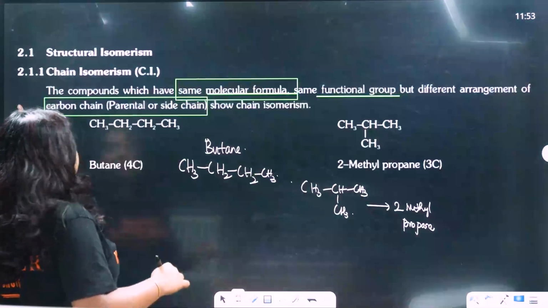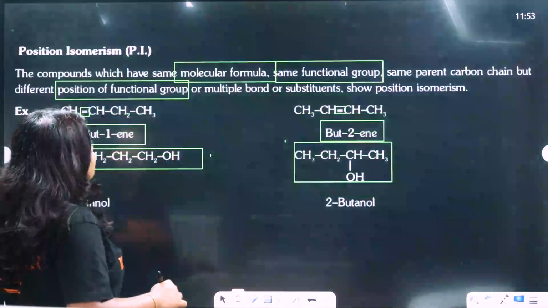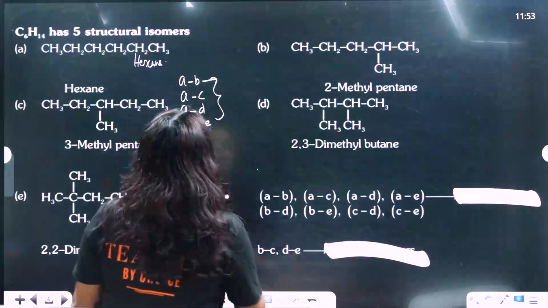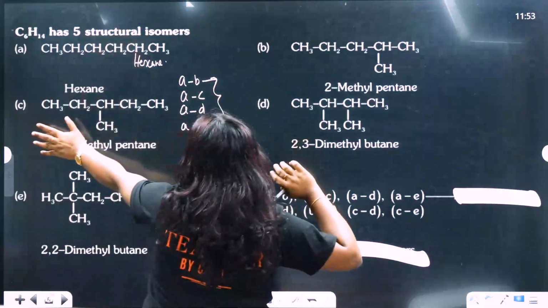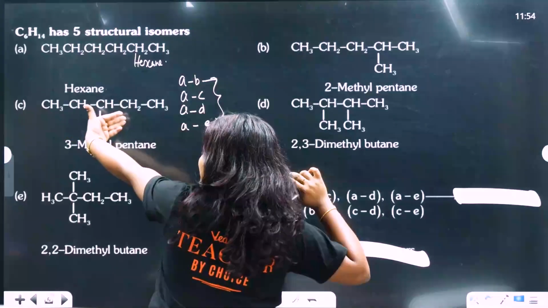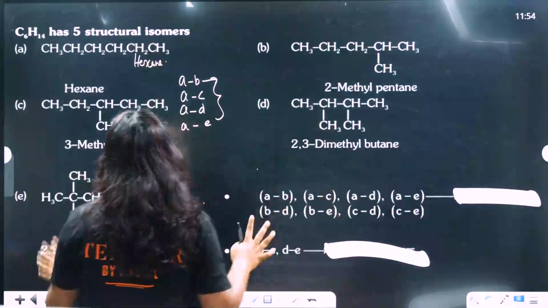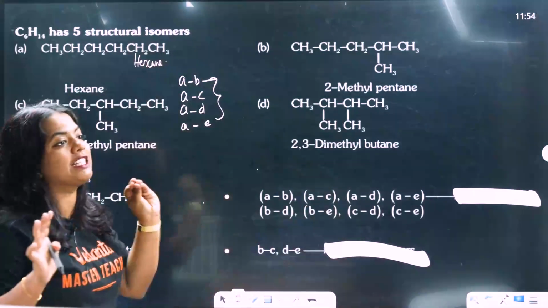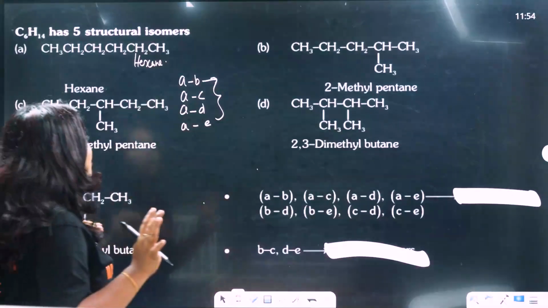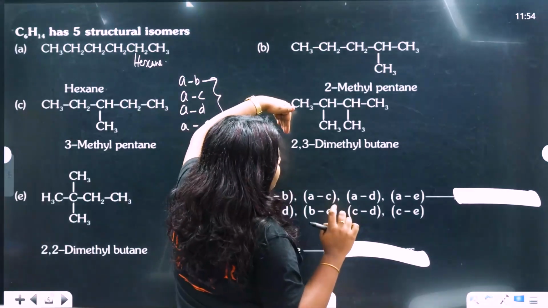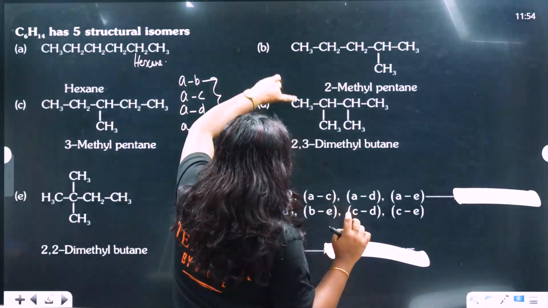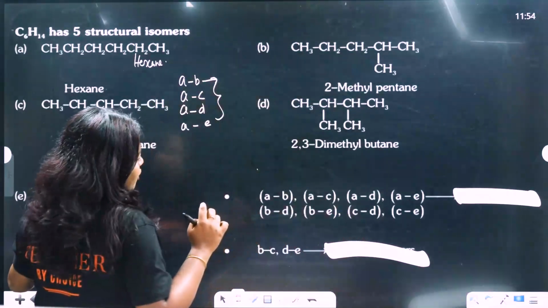What do we call that isomerism? We call it chain isomerism. So we can say, ma'am, A and B are chain isomerism. Similarly A and C are chain isomerism because there is a change in the parent chain, right? A and D, A and E, all of them are examples of chain isomerism. Now we consider B and D. That is also chain isomerism. There is a parent chain difference. Similarly B and E are chain isomerism.